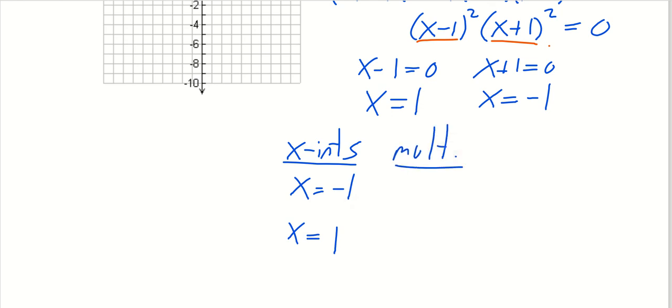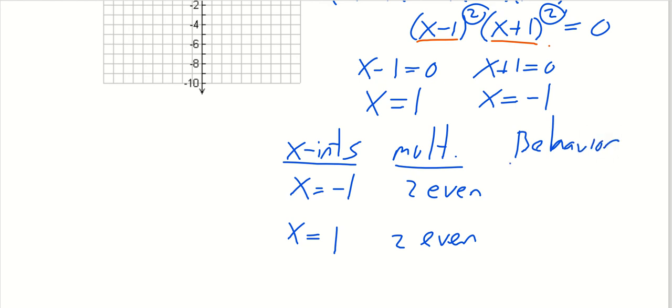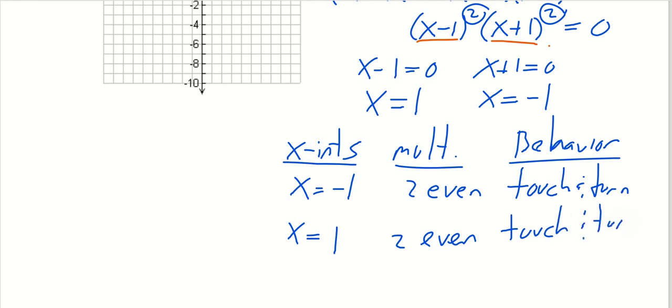Notice we can discuss the multiplicity. Both of these zeros came from factors that had an exponent of 2. So both of them have even multiplicity. And that means that we know the behavior of the graph at those zeros, or of those intercepts. They're going to touch and turn. So this graph will not cross through the x-axis at either of those two zeros.